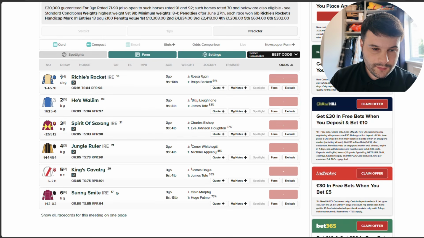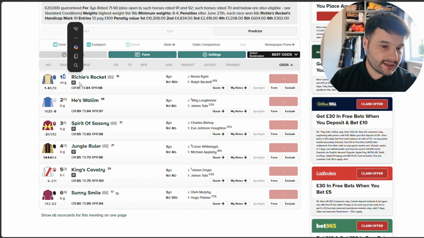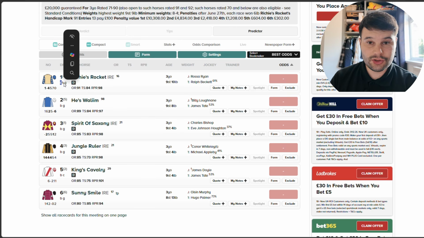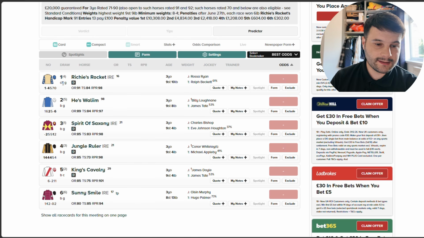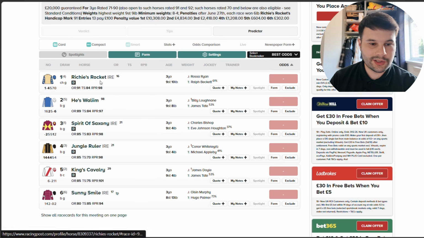So Richie's Rocket is the #1 horse. The #1 always correlates to the top weighted horse as well, so he carries the most weight in the race. This number in the brackets here highlighted is his draw, so he's drawn in 4. The CH is basically just the colour of the horse, and the G is the gelding, so he's a chestnut gelding, so chestnut coloured gelding. Obviously he's had his balls chopped off.